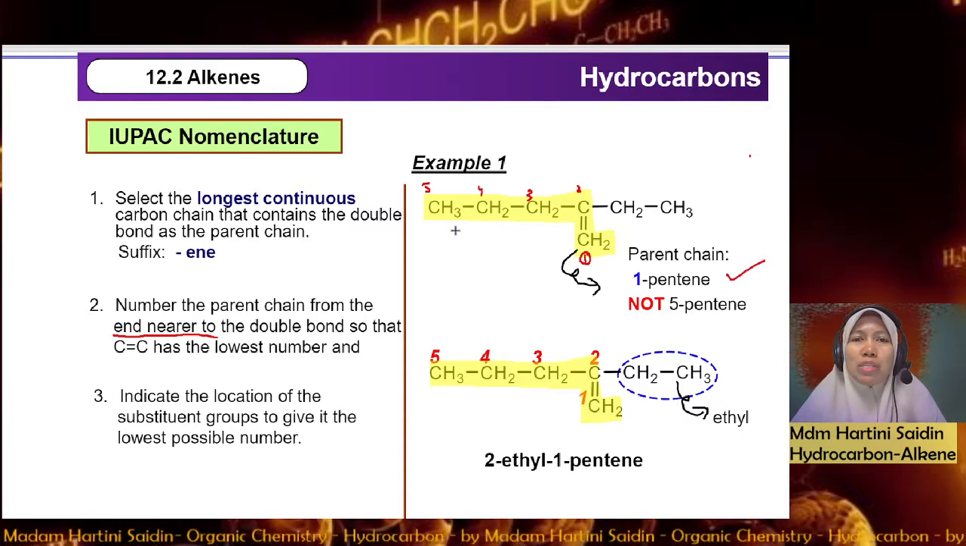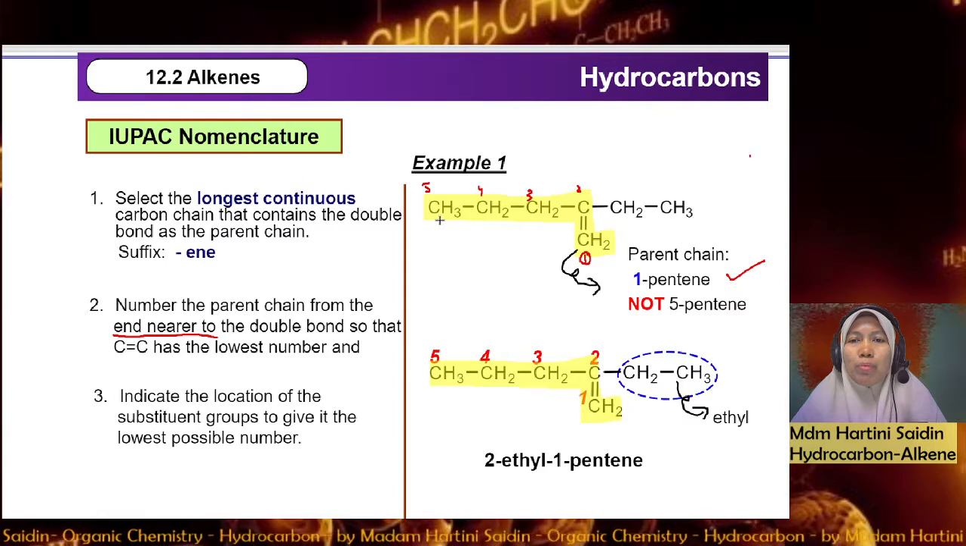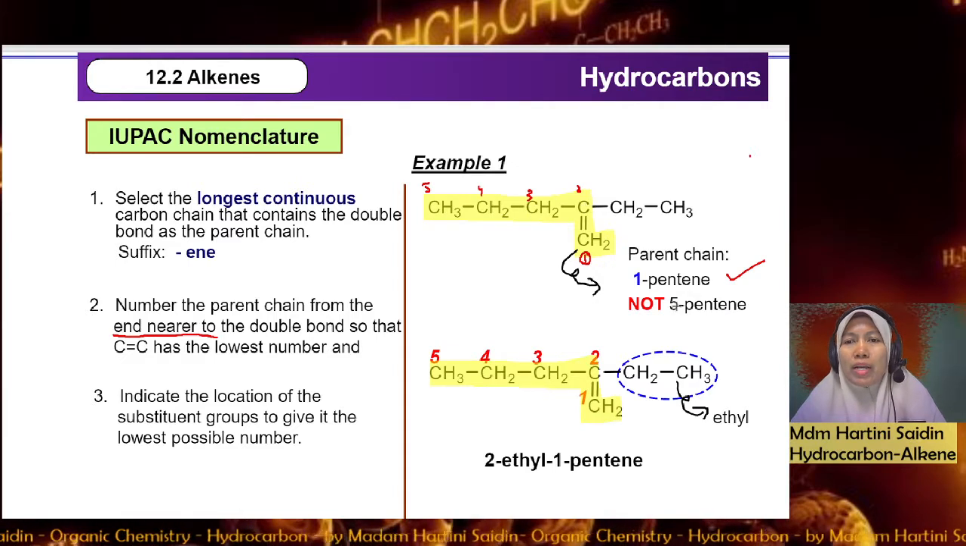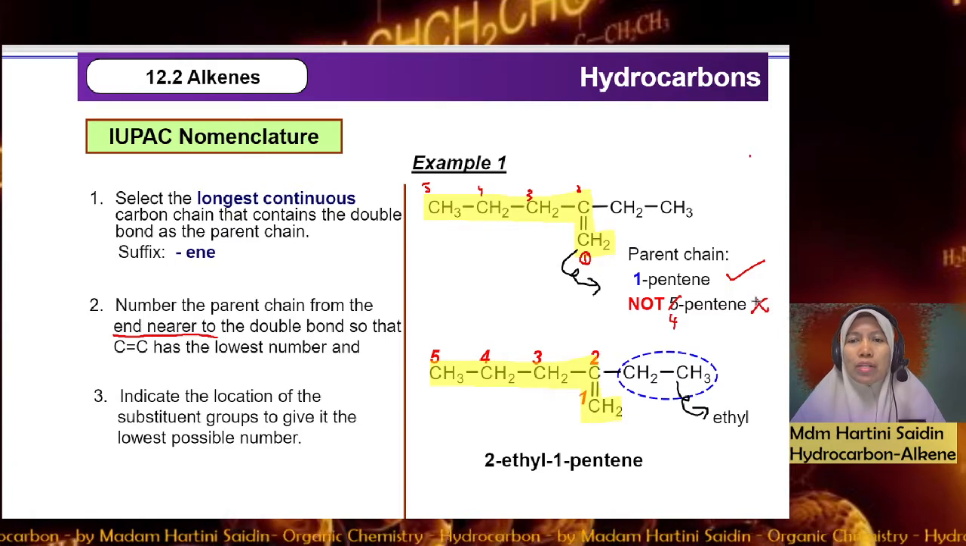Tapi kalau kamu tersilap label, okay, nanti dia punya position dia akan jadi lebih besar lah macam yang ni. Dia akan jadi 1, 2, 3, 4. So dia akan jadi 4-pentene. So kita tak nak yang ni. Okay, this is the wrong answer.